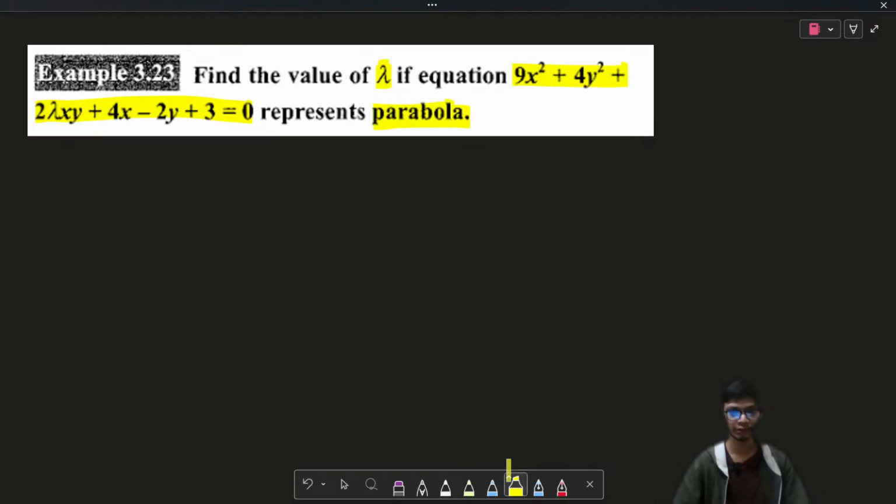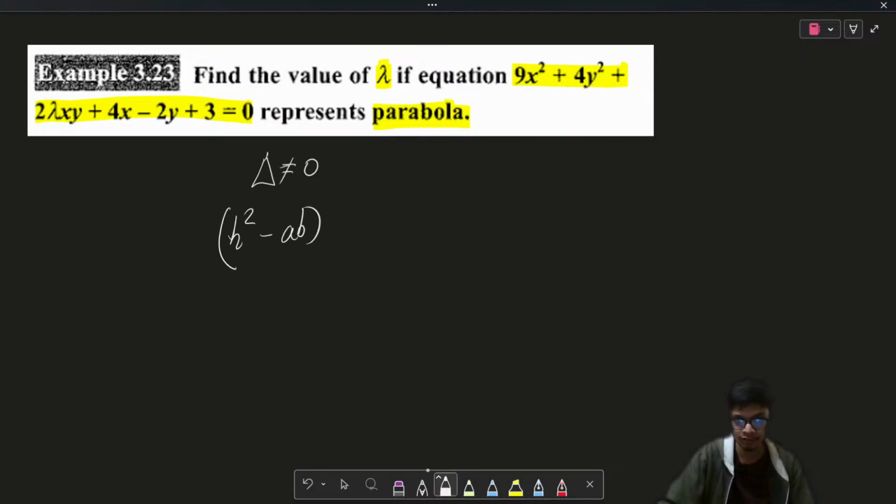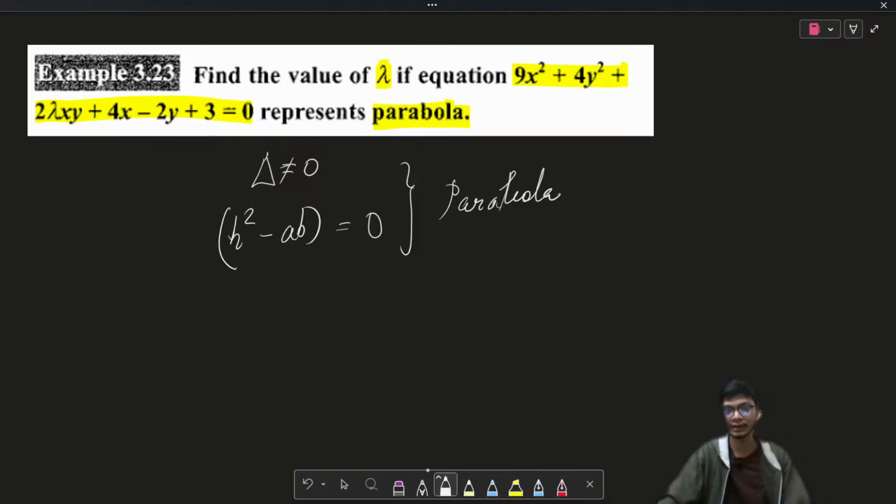The first and foremost check you have to do is whether it is a non-degenerate conic or not. In order to do that, you have to find that the determinant delta should not be equal to 0. That is the first check. Secondly, for a parabola, you have to equate the condition that h square minus ab should be equal to 0. So these are the conditions which represent a parabola. Please try to do this and tell me the value of lambda you are getting.